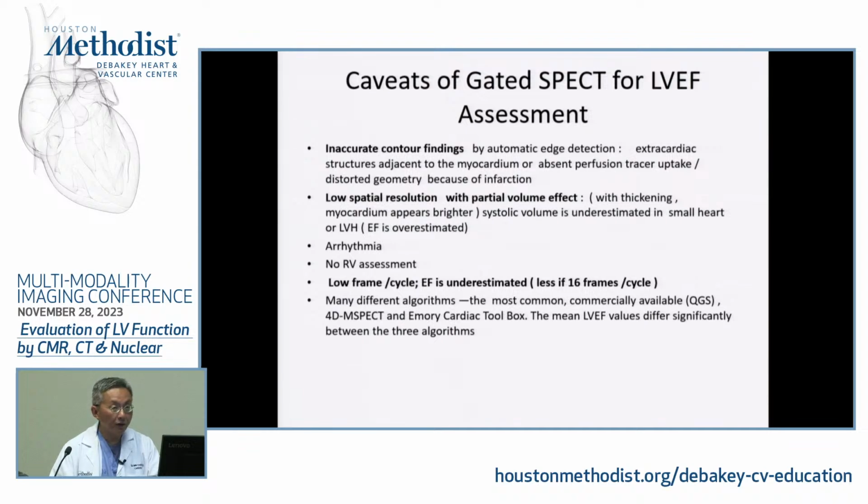And due to partial volume effect, it's gonna give you a very low systolic volume in the patient with a very small heart, therefore you're gonna get an EF sometimes crazy, like over 70, 80, 90%. Arrhythmia obviously hinders basically all gated studies. And RV, I'll talk about it. And we'll talk about the impact of 16 frames versus 8 frames. And the last thing is there's a lot of software out there using different algorithms, so the EF could sometimes vary up to 5 to 10% using different platforms.